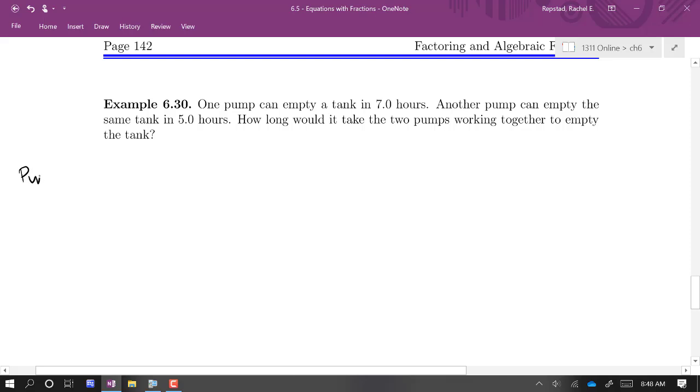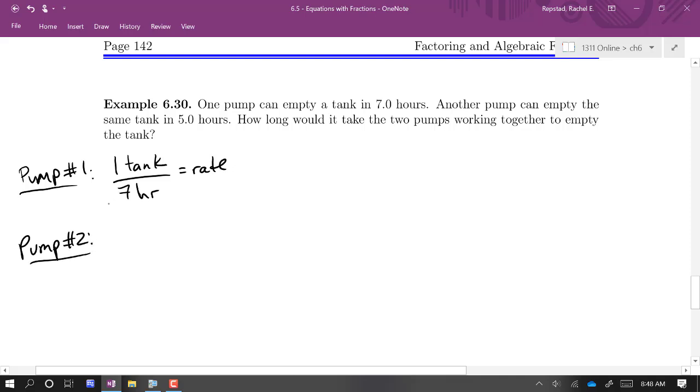So pump number 1 says one pump can empty a tank in 7 hours. So its rate is one tank per 7 hours. That's its rate. Pump number 2, that's the faster pump, can empty the same tank. Now it's only because we're talking about the same tank that these rates are comparable to each other. Can empty that one tank in 5 hours.